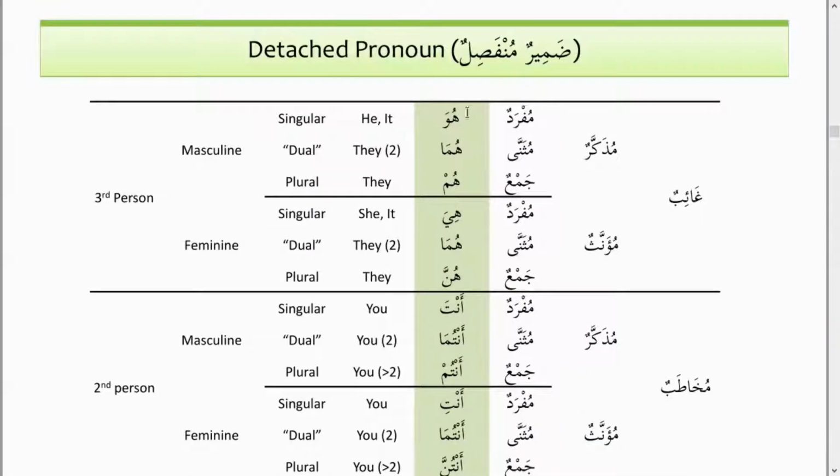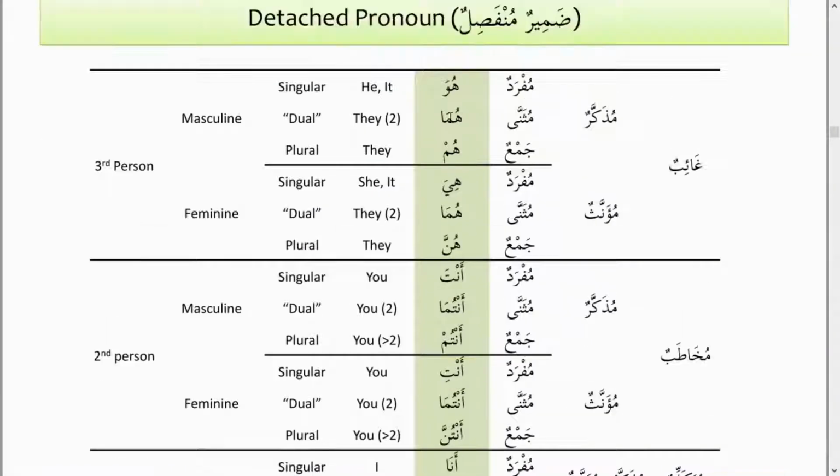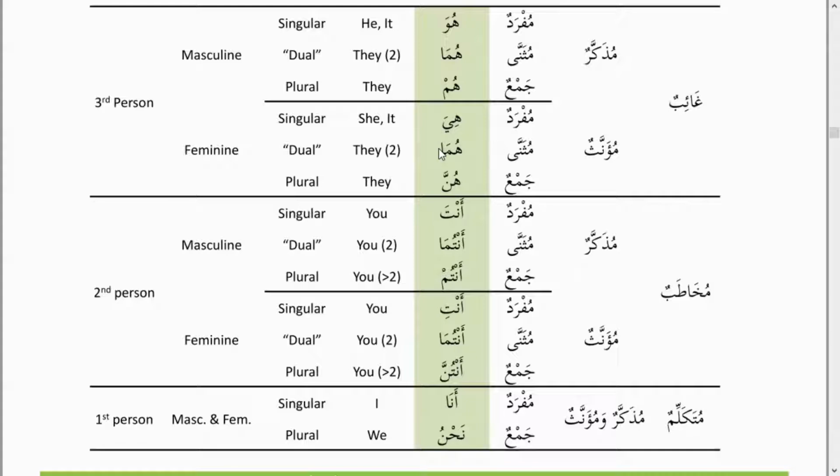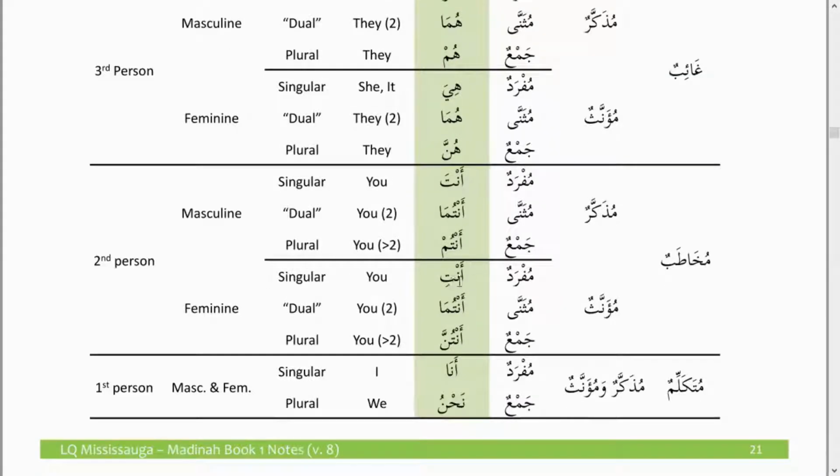The verbs are also 14. Huwa, huma, hum: he did, they both did, they all did. She did, they both did, they all did. You did, you both did, you all did. You female did, you all did.